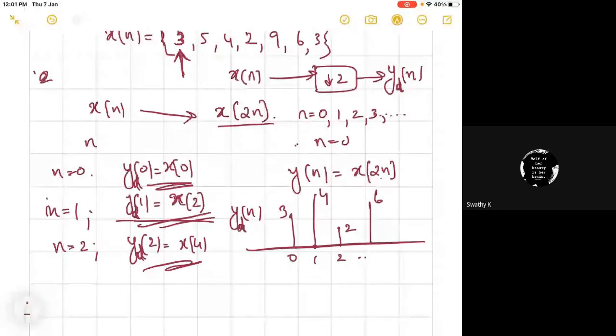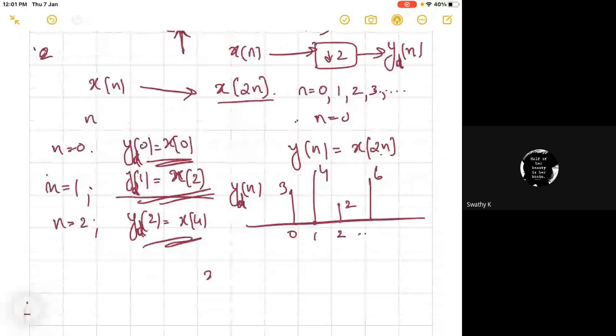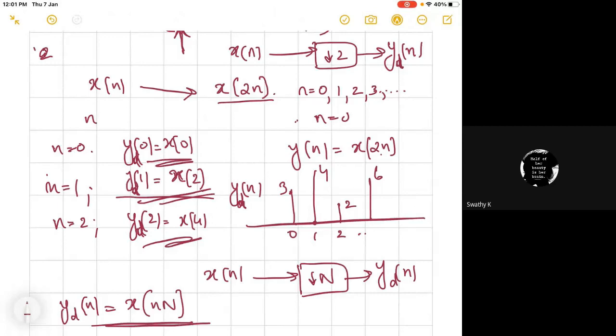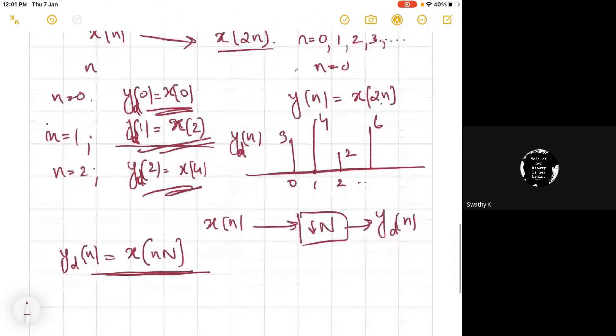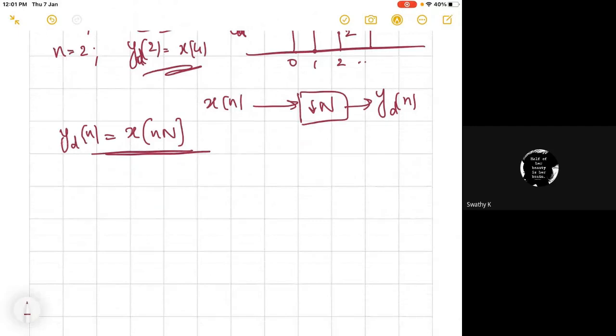If you are downsampling by a factor of capital N, then the downsampled version yd of n is basically x of Nn. It is quite simple. This is what basically happens when you downsample. Now let us see what happens when you upsample. What is the equation for upsampling?